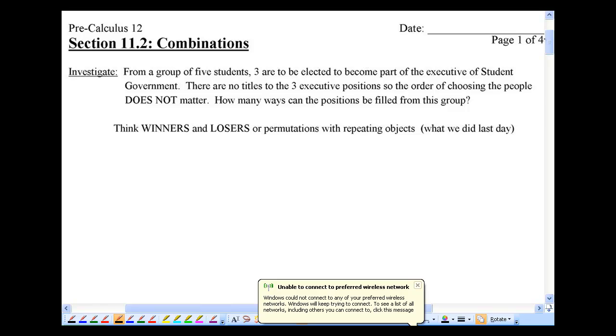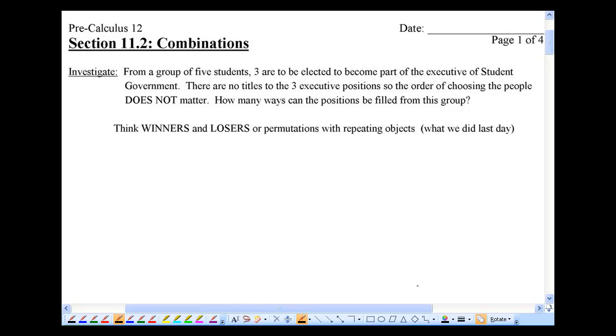I've got a situation here. I've got a group of 5 students, and 3 are to be elected to become part of the executive of student government, okay? So your student council at the school. There's no title, so it's not president, vice president, treasurer, it's just they get to be on the executive. So in this case, the order of choosing the people does not really matter, right? Doesn't matter if you're chosen first or third. Hey, you're chosen. So the question I have for you is, how many ways can the positions be filled from this group? So out of 5, I want to choose 3 individuals.